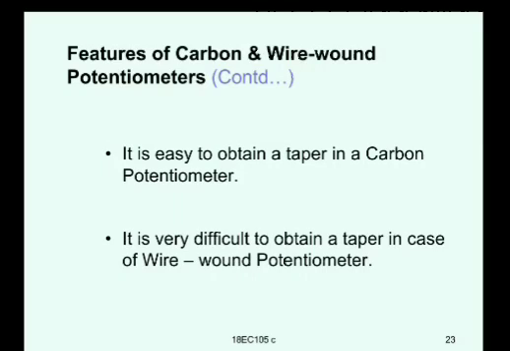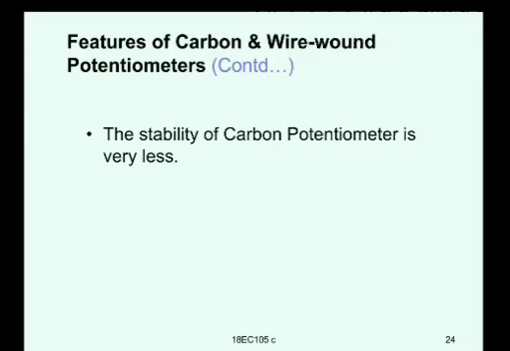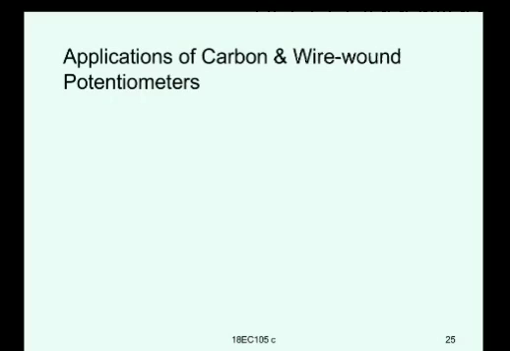It is really tough because you cannot increase the number of turns all of a sudden. So there are some constraints in the wire wound resistors. The other problem is the stability of the carbon potentiometer is very less, whereas the stability of the wire wound potentiometer is more due to its rugged construction.